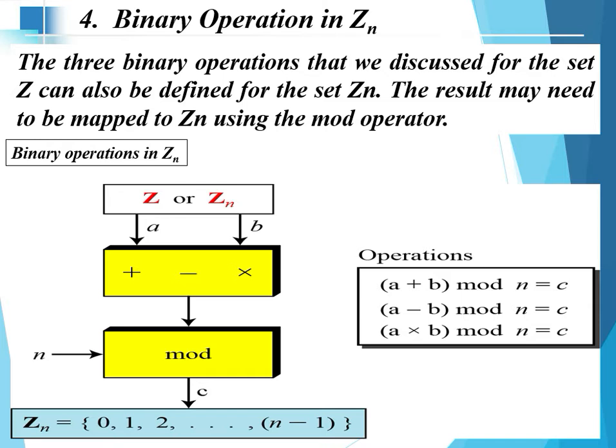Actually, two sets of operators are used here. First set, one of the binary operators plus, minus and multiplication. And second is the mod operator. We need to use parentheses to emphasize the order of operation.